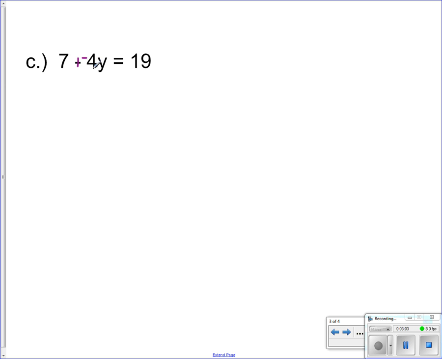Coefficient is a number in front of the variable. That's our negative coefficient, negative 4. So we got to work with that. Now that's going to be the second step because that's the multiplication.